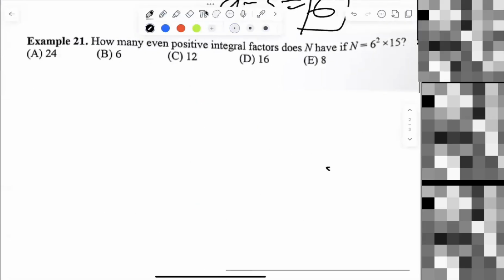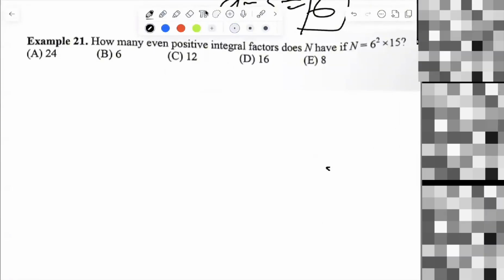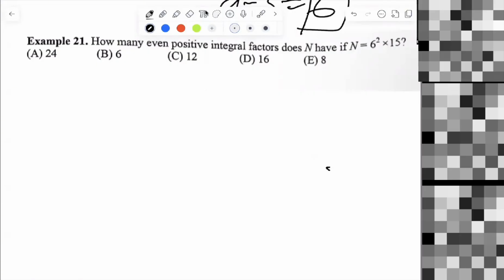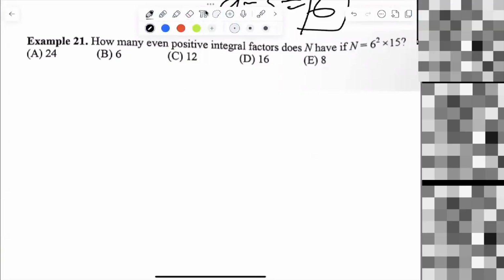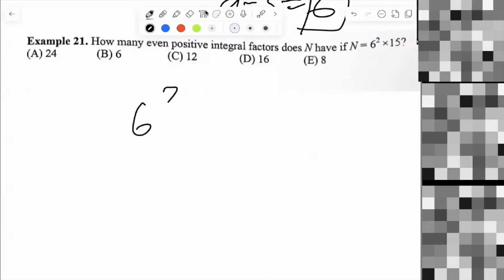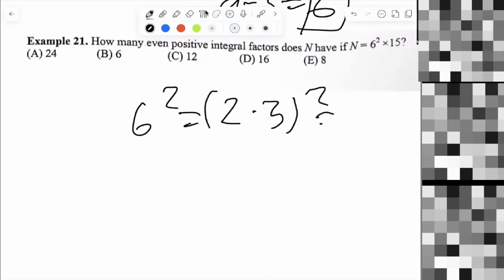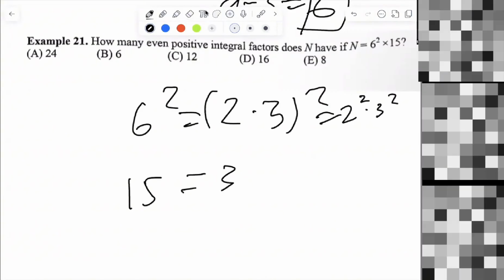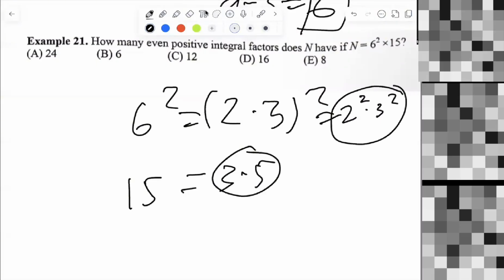Alright? Example 21. How many even positive integral factors does n have if n is equal to 6 squared times 15? Notice that this is not the complete factorization. Why is that? Because 6 squared is equal to 2 times 3, all squared, or 2 squared times 3 squared. 15 is equal to 3 times 5. We have to combine all these. These are the true factorizations. We combine these factorizations together.